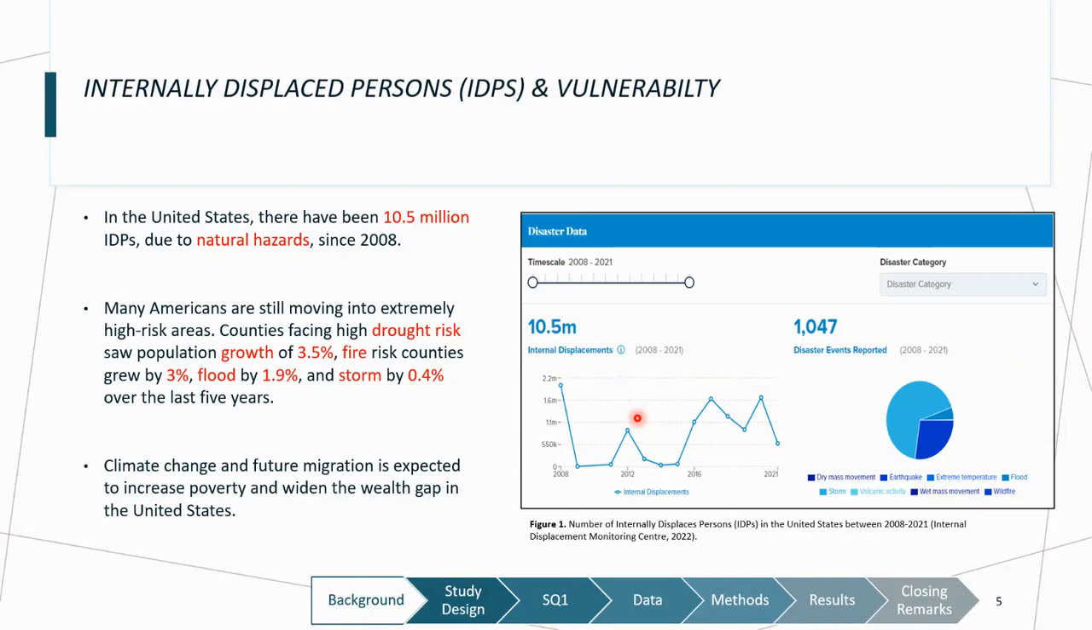So migration is happening, but coming back is also a common thing, and people moving to risky areas is still seen in the Americas. Now, the other thing is the prediction that, with climate change, future migration is going to be much more enhanced with the widening of the wealth gap which we are seeing in the US. So this is not going to stop. This whole migration pattern is going to continue. But hopefully, what we were trying to find is whether it's induced by natural hazards or extreme weather events.